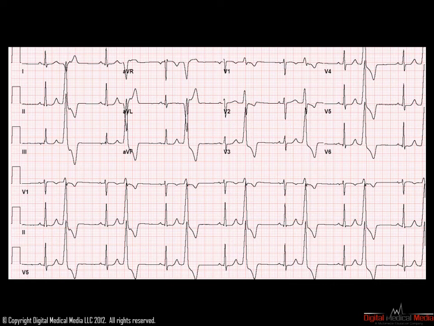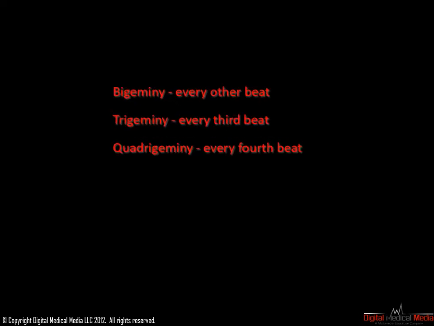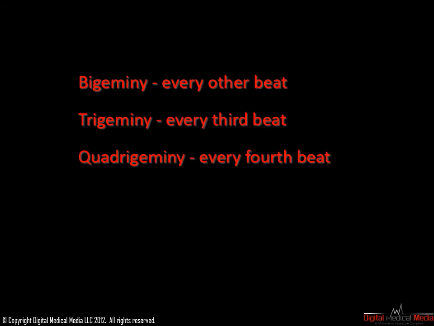This ECG is similar to the tracing we looked at several ago of atrial trigeminy, where every third beat was a premature atrial contraction. The correct terms for these are bigeminy when it is every other beat, trigeminy when it is every third beat, and quadrigeminy when it is every fourth beat. We generally do not refer to patterns past every fourth beat.